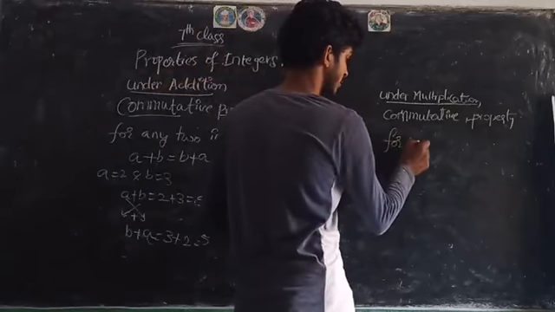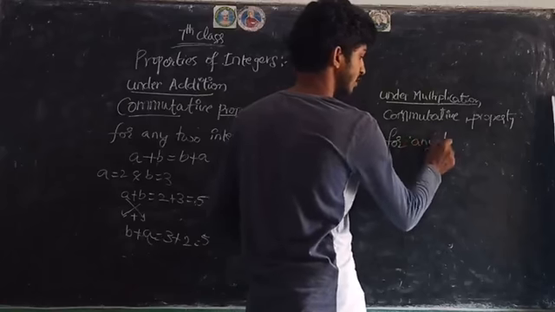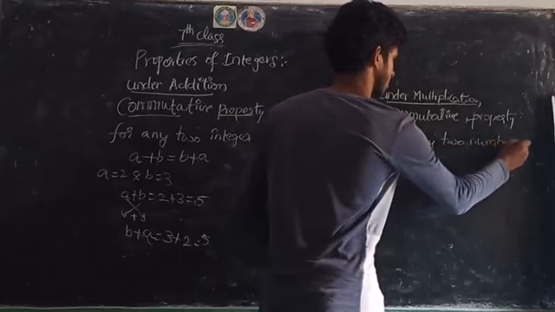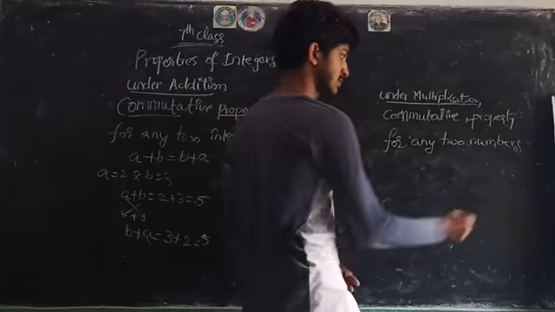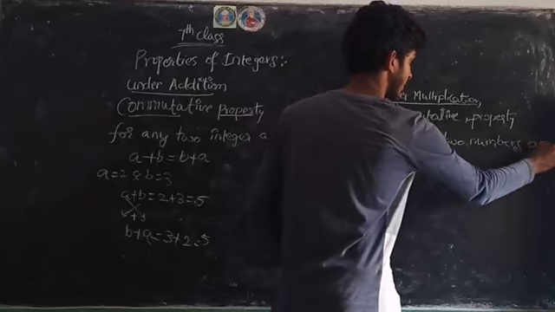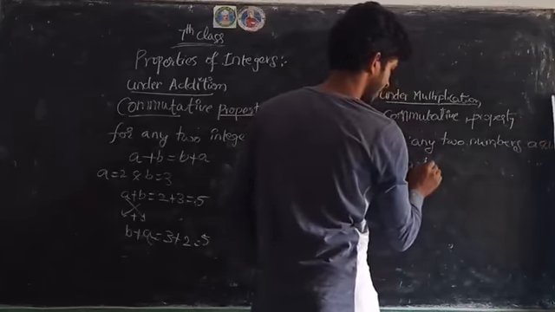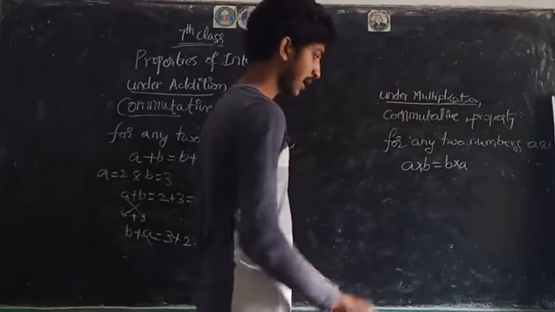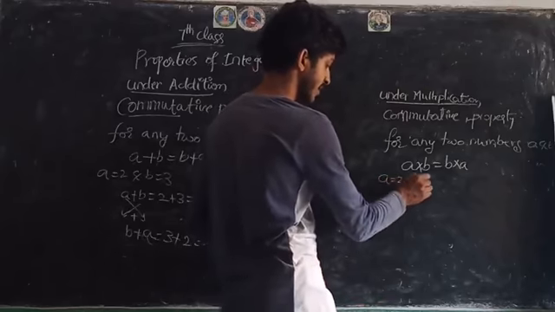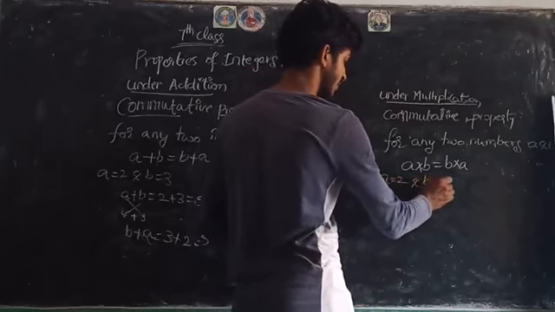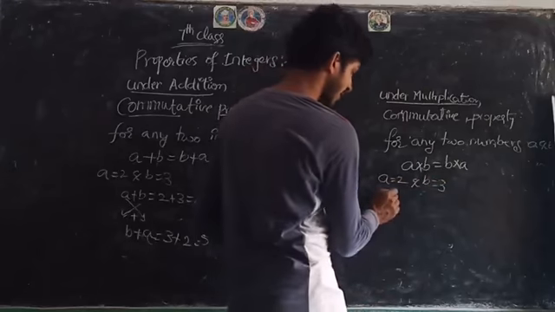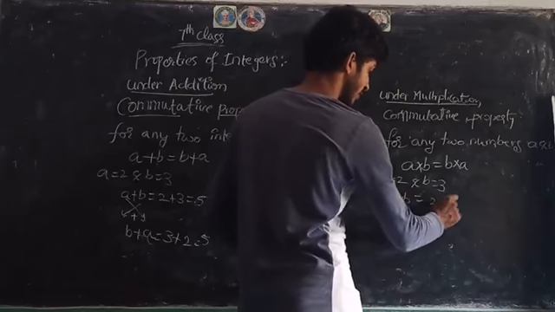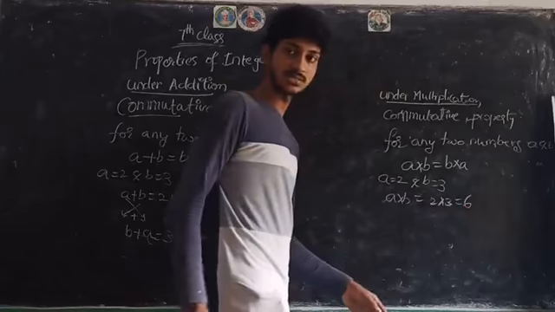For any two numbers a and b, a into b equal to b into a. Here I am taking two numbers same, a is equal to 2 and b is equal to 3. I am multiplying a into b now. So 2 into 3, that equal to 6 as the answer.